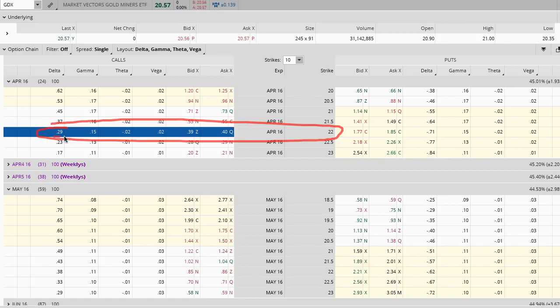If the stock moves down by $1, you lose $30. If the stock moves down by another dollar, so now it goes from 20.57 down to 19.57 down to 18.57, then you lose another $30 plus another $15. So now you're losing even more money as the stock goes down as well.